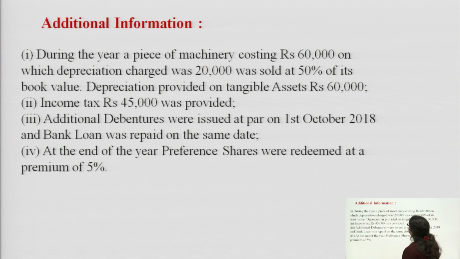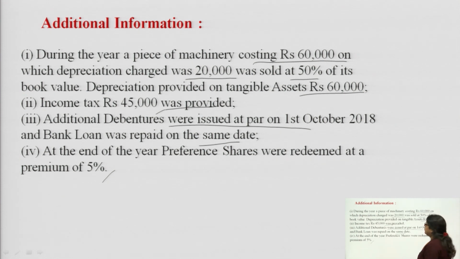During the year a piece of machinery costing rupees 60,000, on which a depreciation charge of rupees 20,000 was made, was sold at 50% of its book value. Depreciation provided on tangible assets was 60,000. Second, income tax of 45,000 was provided. Additional debentures were issued at par in October 2018. The bank loan was repaid on the same date. At the end of the year, preference shares were redeemed at a 5% premium.